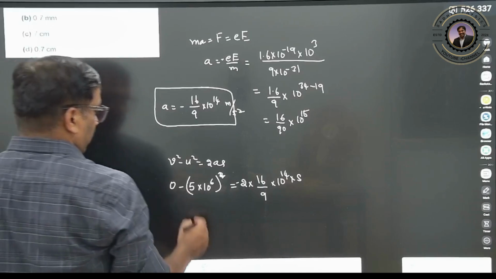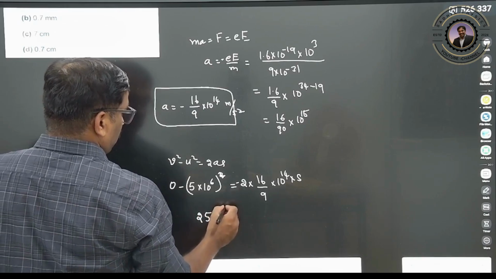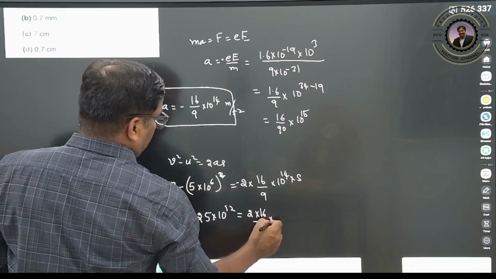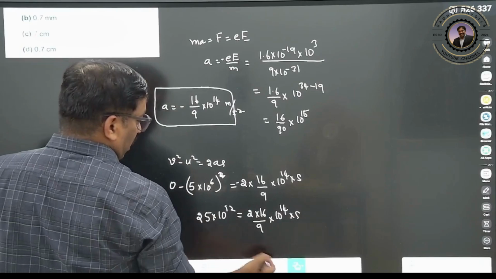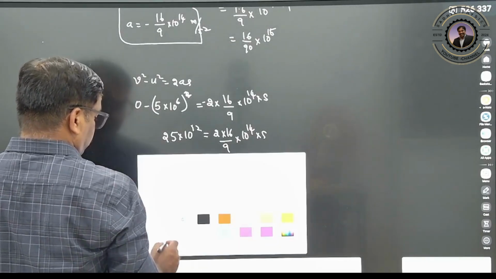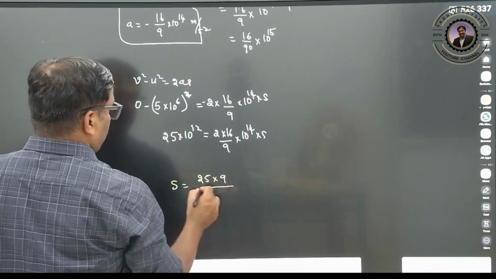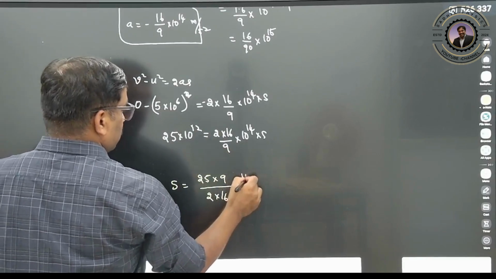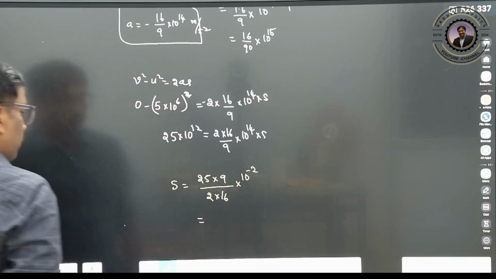So here you can write it: it will be 25 into 10 to the power of 12, equal to 2 into 16 by 9 into 10 to the power of 14, into s. The minus and minus get cancelled out, so you can simplify this. So s is equal to 25 into 9 by 2 into 16, into 10 to the power of 12 divided by 10 to the power of 14, which is 10 to the power of minus 2. This will be your simplified form.